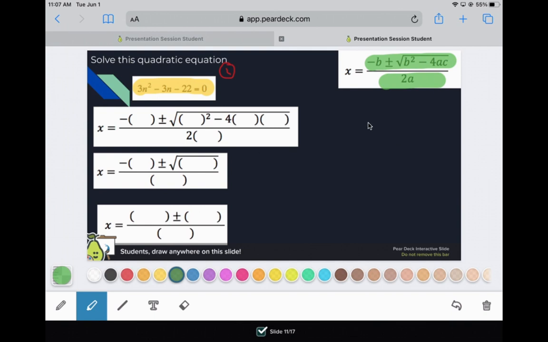For this one, we're not going to minus the 3, because in here we have the 0, so I don't have to move anything. Unless it's equal to just a number, then I would move something over. But in this case, we don't need to do that.